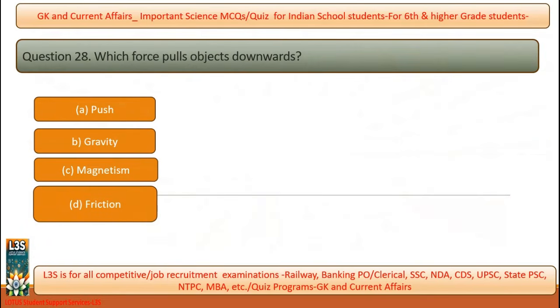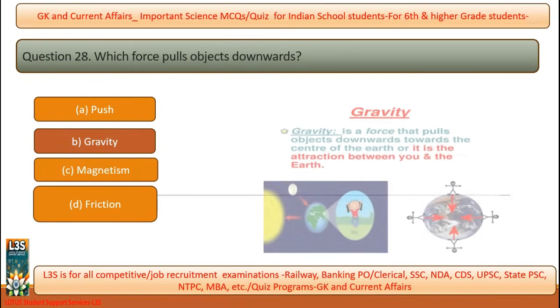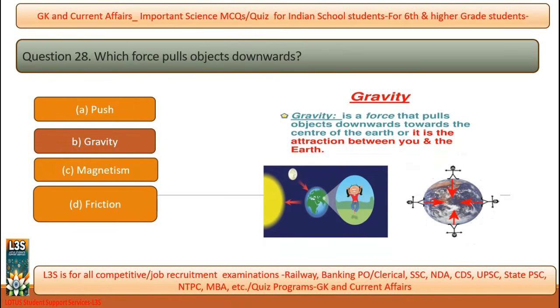Which force pulls objects downwards? Push, gravity, magnetism, friction. And the correct option is B, gravity. Gravity is a force that pulls objects downward towards the center of the earth, or it is the attraction between you and the earth.